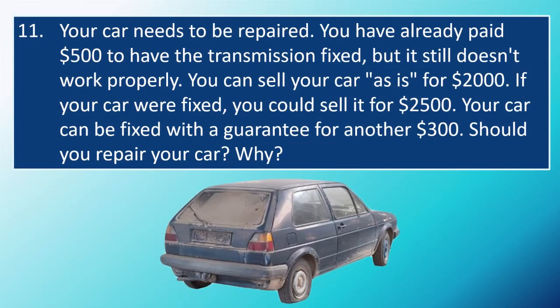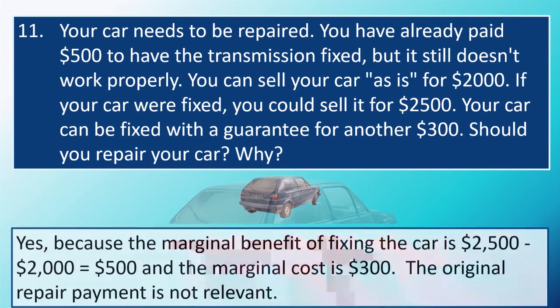Almost done. Number 11. Your car needs to be repaired. You have already paid $500 to have the transmission fixed, but it still doesn't work properly. You can sell your car as is for $2,000. If your car is fixed, you can sell it for $2,500. Your car can be fixed with a guarantee for another $300. Should you repair your car, and why? As I mentioned before, this is very much like some of the questions you might have later on in our studies this semester. A little bit of math, but it should have been pretty darn easy for you guys.